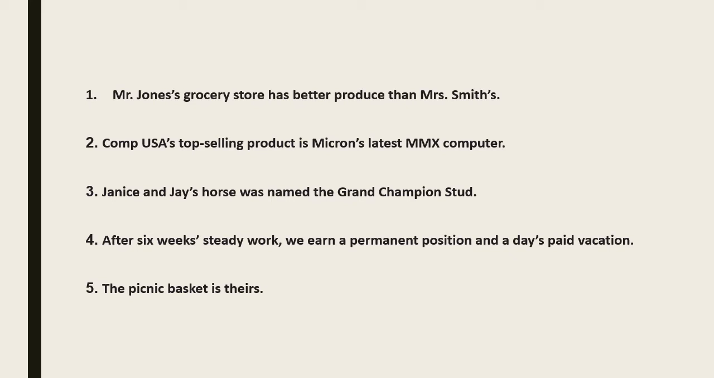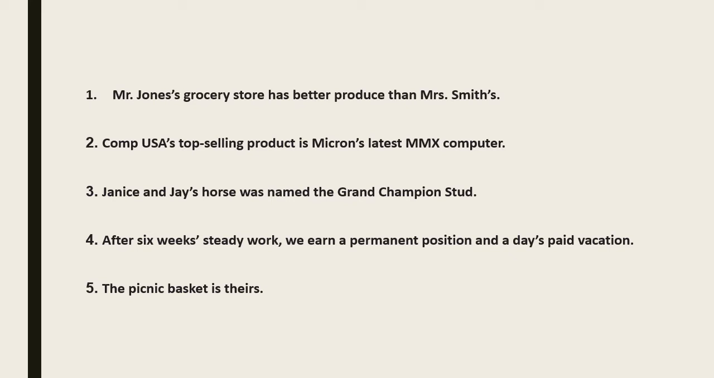Janice and Jay's horse was named the Grand Champion Stud. Now here we have a compound noun where we are talking about two people and the item belongs to both of them. So because the horse belongs to both of them, we use an apostrophe and S to show possession at the end of the last name, that is Jay.